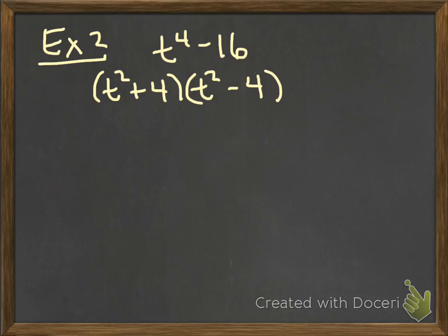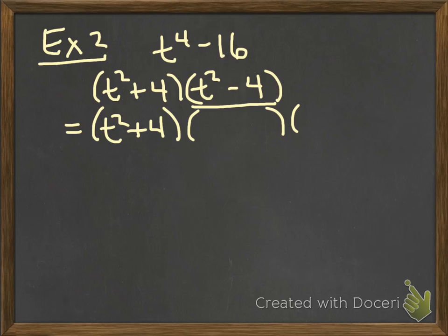Okay, it looks like t squared minus 4 is also a difference of squares. So I go ahead and bring this one down, and then I'm going to factor the t squared minus 4, which is a difference of squares, into t and t, 2 and 2. One's a plus, one's a minus. And this last one is not a difference of squares, so we are done.